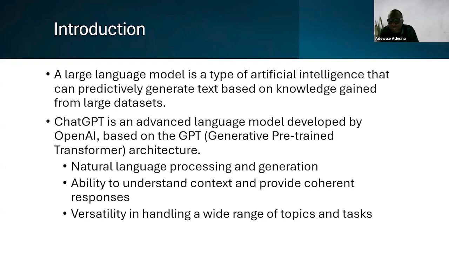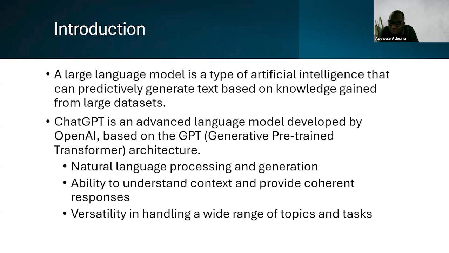So ChatGPT is an advanced language model developed by OpenAI based on the generative pre-trained transformer. Of course, it has natural language processing and generation. It has the ability to understand context and provide coherent responses.